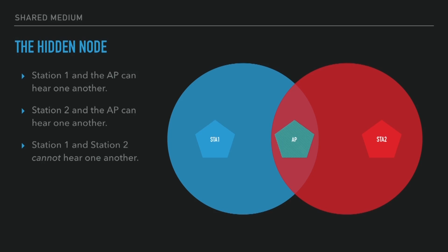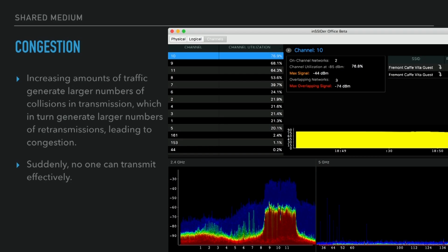I said that clients will wait for quiet and then transmit, but in certain scenarios, you end up with a problem. Station 1 is associated to an AP, Station 2 is associated to the AP. Both of them can hear the AP, but neither of them can hear each other. So when both of them listen and then transmit, neither hears the other one transmitting, and they'll go ahead and try to transmit anyway. Collisions happen, acknowledgements fail, the devices try to retransmit, and then the situation snowballs until it leads to congestion.